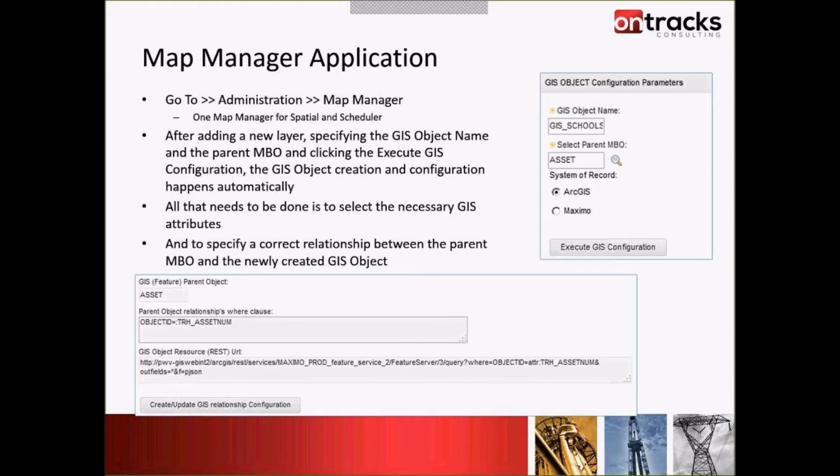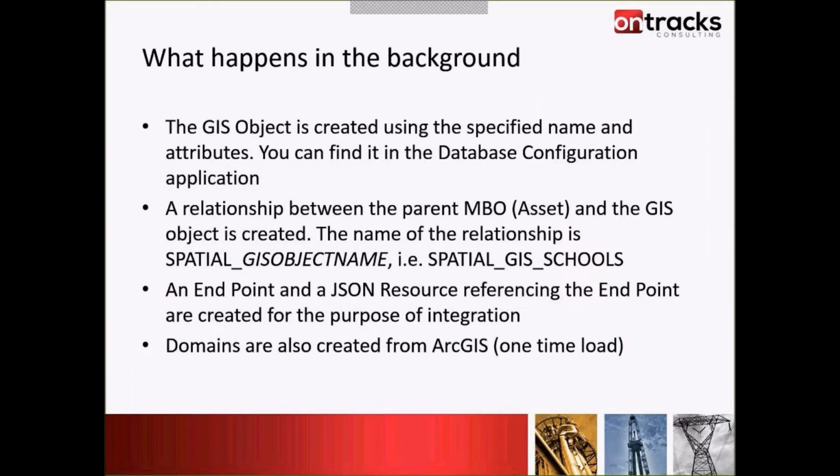Here you can see a couple of screenshots. When you define on a layer an object name, the Maximo object, such as an asset record or the asset object, the system of record, you simply hit the execute GIS configuration, and then it goes through and runs a number of different processes. Ultimately, at the bottom of the image, you'll see that the relationship is created along with the object, and then the GIS resource, or the REST URL that it's going to use.